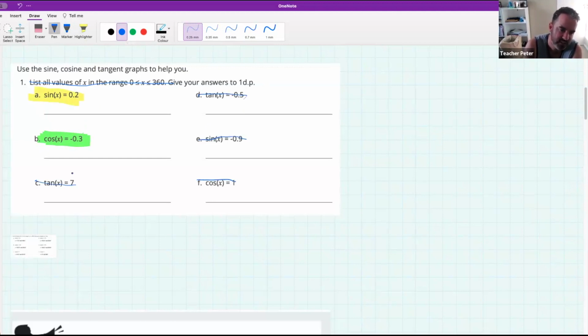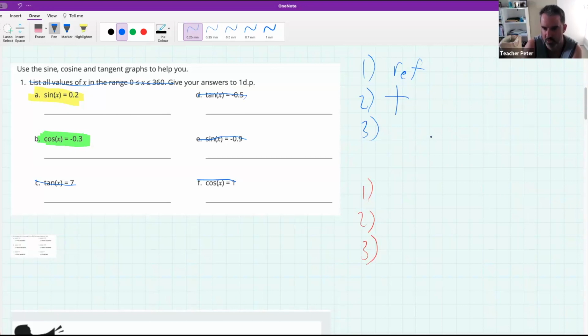And each of these is going to have a 3-step process. Step 1, step 2, step 3. And I want you to do them for me now. While you do them, I want you to tell me what your reference angle is in both of these. I want you to tell me what quadrants you are in, and then I want you to tell me what your final answers are.